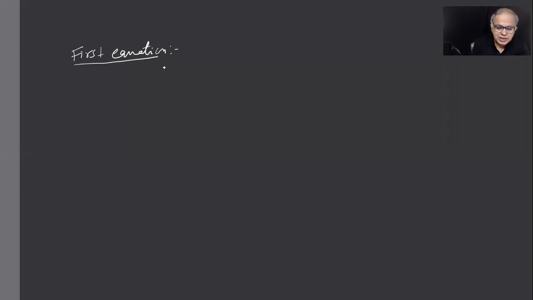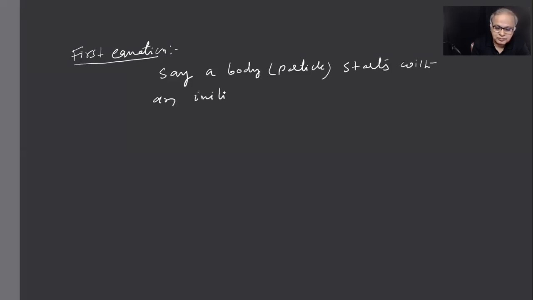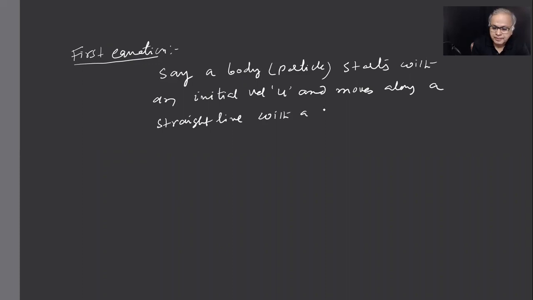You will start like this. Say a body, in fact, this is a particle, starts with an initial velocity u and moves along a straight line with a constant acceleration. Why I wrote so many details is that these are what are there in the question. Find the velocity as a function of time.